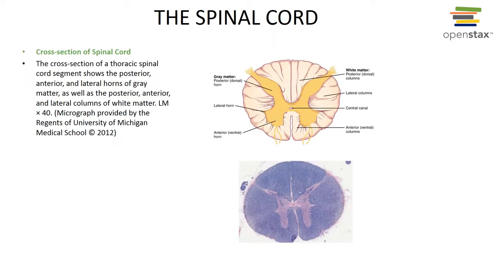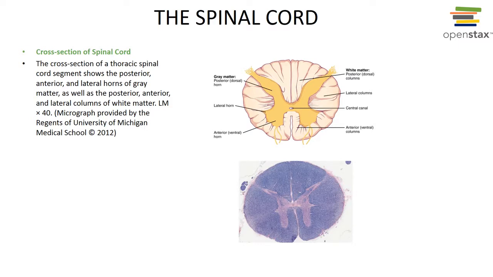The spinal cord is shown in this slide, and you can see a cross-section of the spinal cord, both histologically and in the figure. The adult spinal cord is about 18 inches in length and has a maximum width of about 14 millimeters. The spinal cord is located within the vertebral foramen, also known as the vertebral canal.